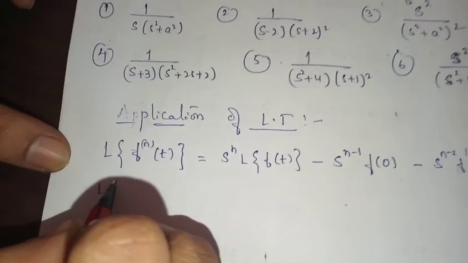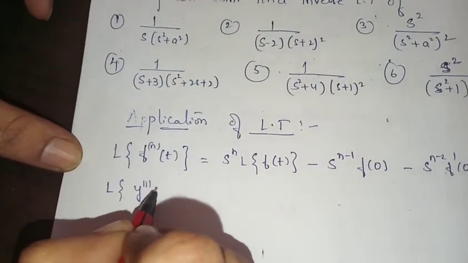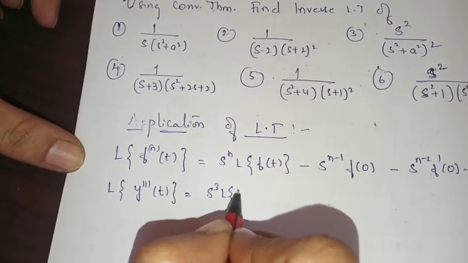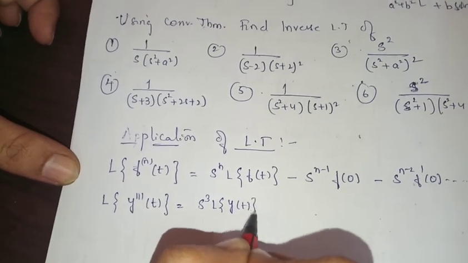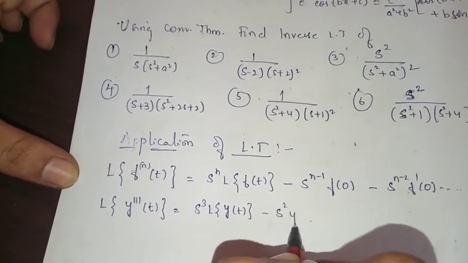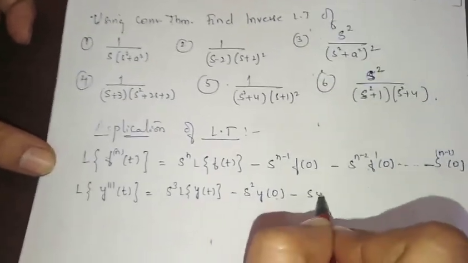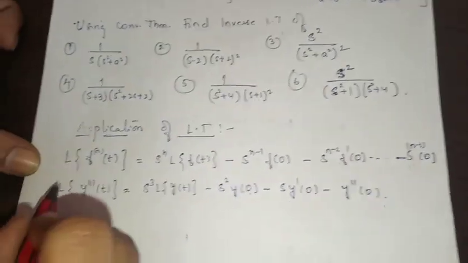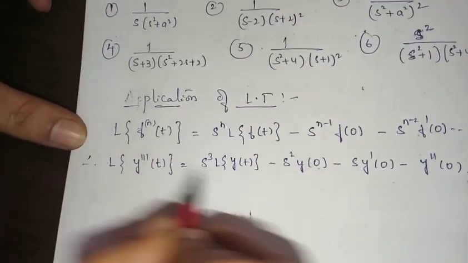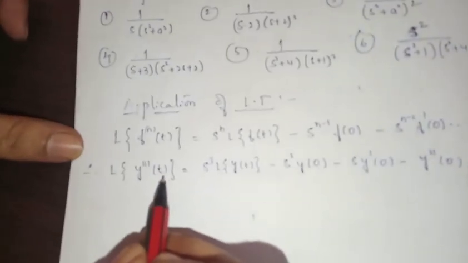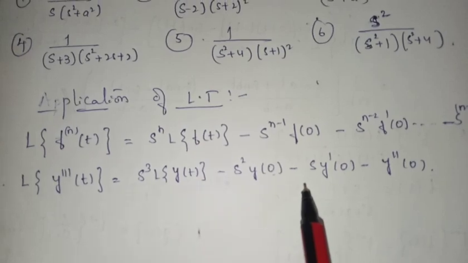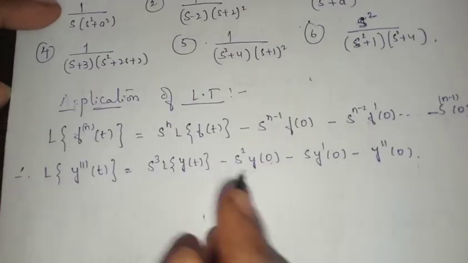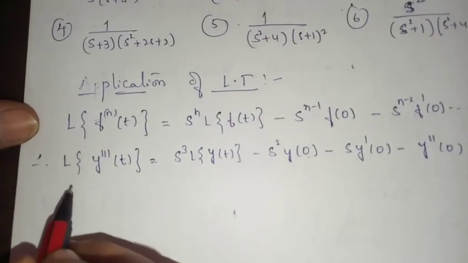Like if you have Laplace transform of y triple dash of t, then you can write this as s cube Laplace transform of y of t minus s square y of 0 minus s y dash of 0 minus y double dash of 0. So you can write any order derivative using this property. Here y of 0, y dash of 0, y double dash of 0 are the initial conditions at the point 0. So now we'll start with an example.